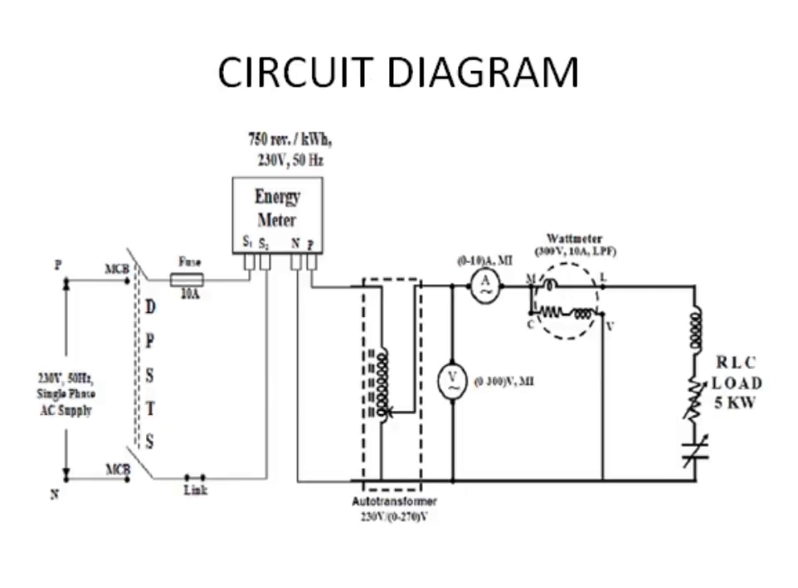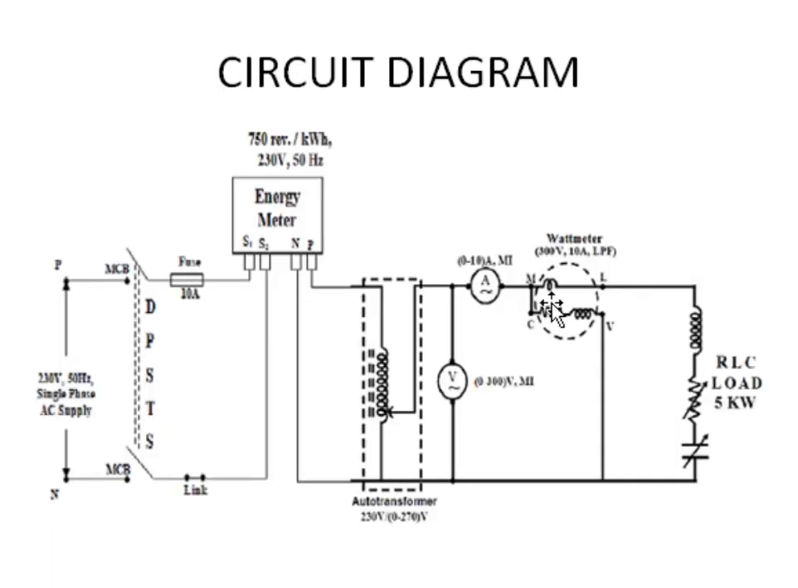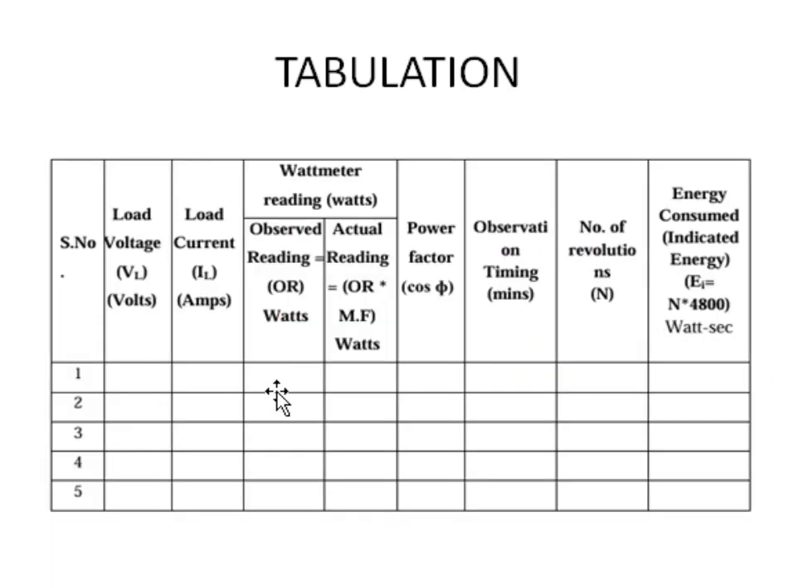That voltage rating will be put here for that cell. And for the load current, we use the ammeter to measure the load current, and that will be noted down here. Then the observed watts rating: we use the wattmeter to measure the watts rating, and here we note it down.